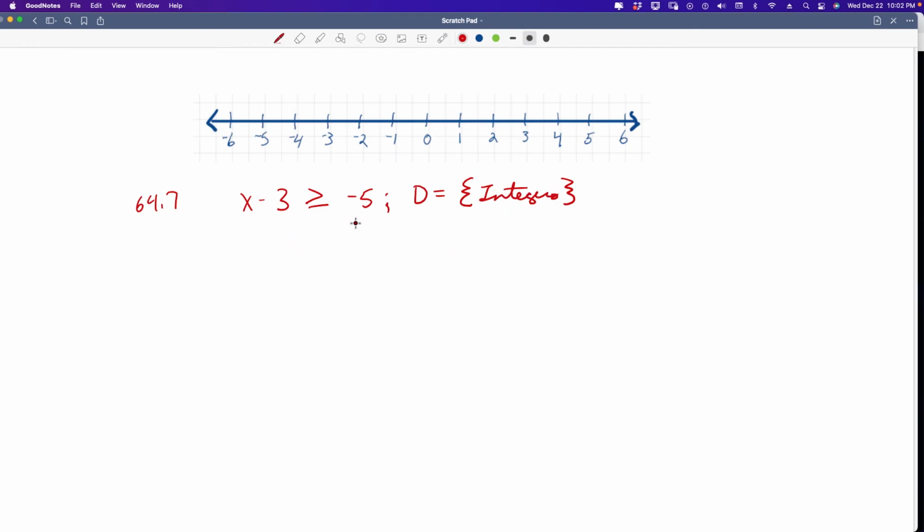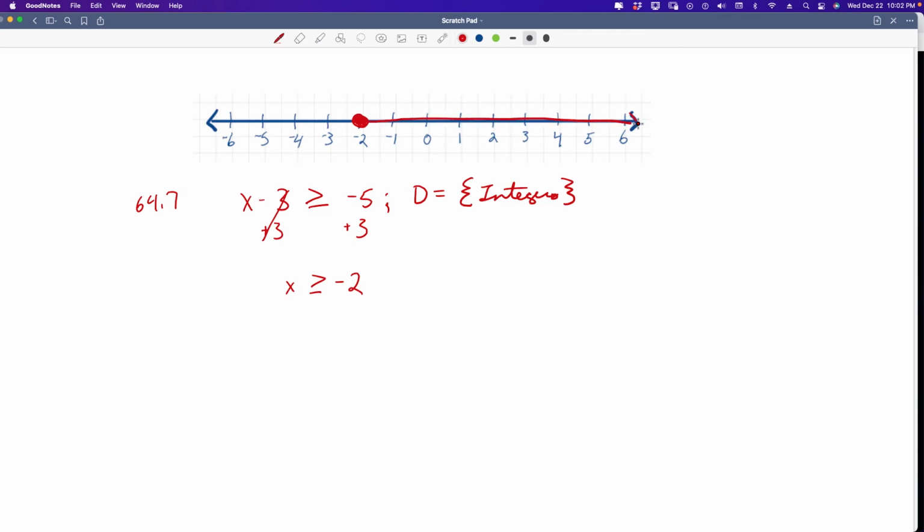So we have to solve this again. We're going to add 3 to both sides because we need to find out what x is by itself. So this cancels. This becomes x is greater than or equal to negative 2. So let's find negative 2. There's negative 2. It's greater than or equal to, so we can fill it in. So if x is greater than or equal to negative 2, we're going to go to the right.